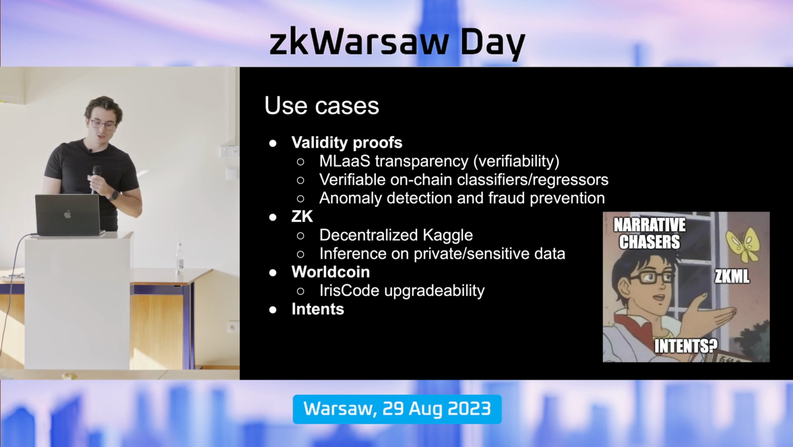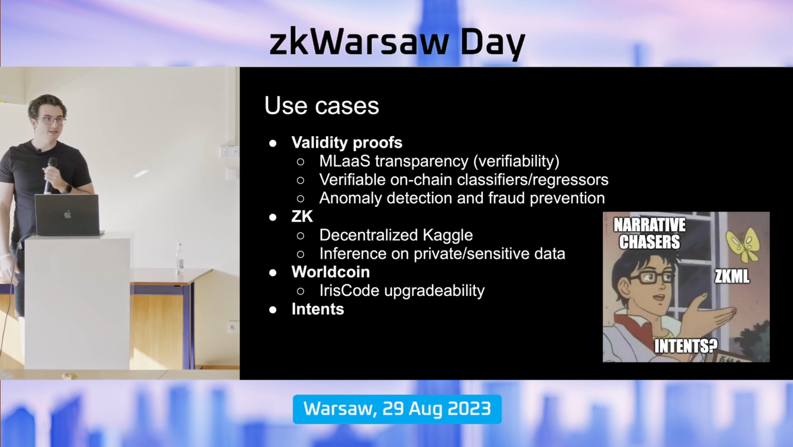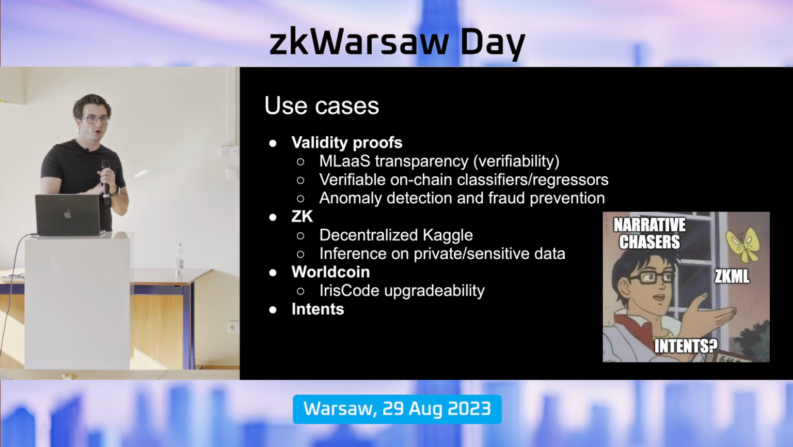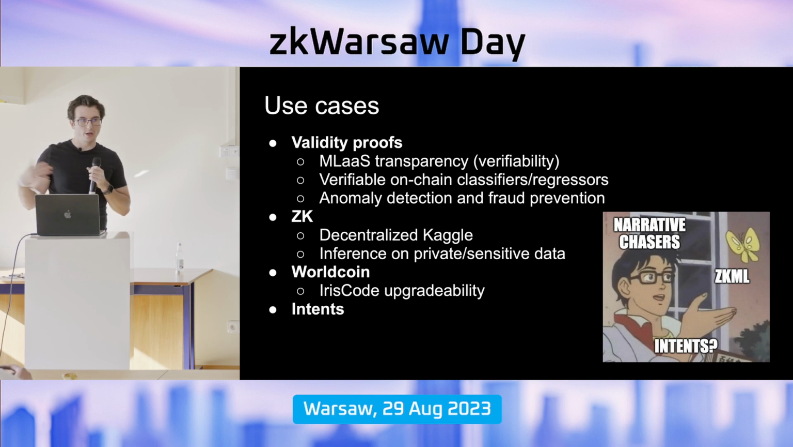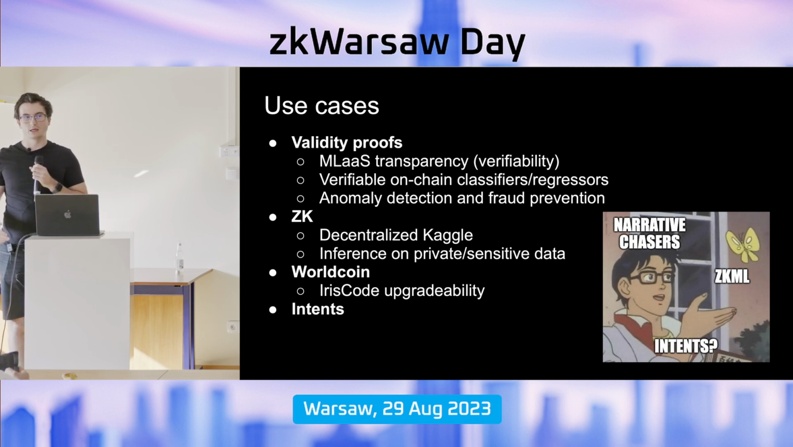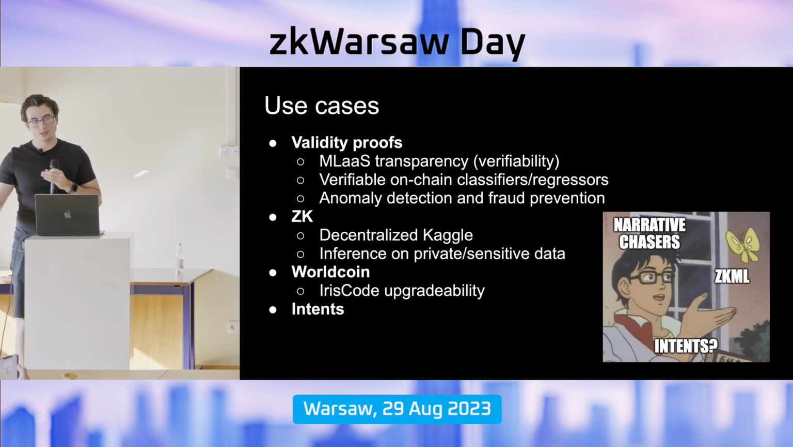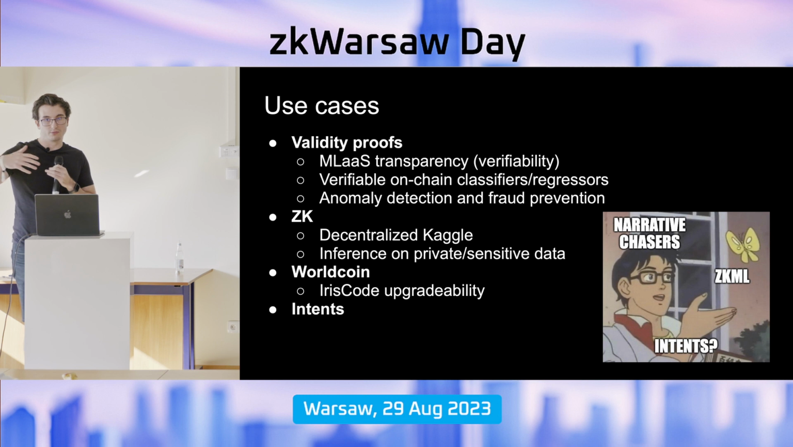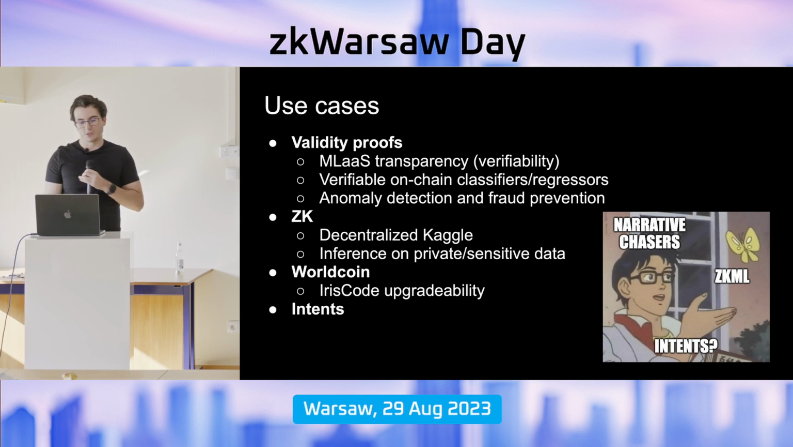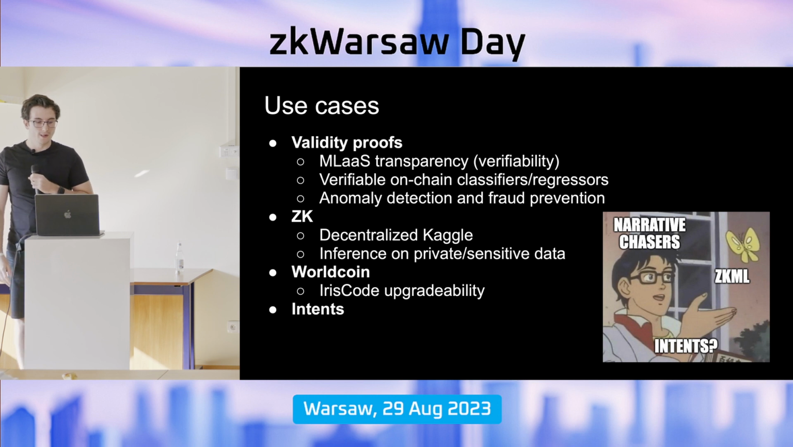Another one is just inference on private and sensitive data. In this case, the prover would always have access to the private and sensitive data. Otherwise, they would not be able to create the proof. However, if you want to hide some sensitive data from, let's say, some third party, like in the case of the verifier, you'd be able to hide some data from the verifier. This can be good for medical data or some other particular use cases.